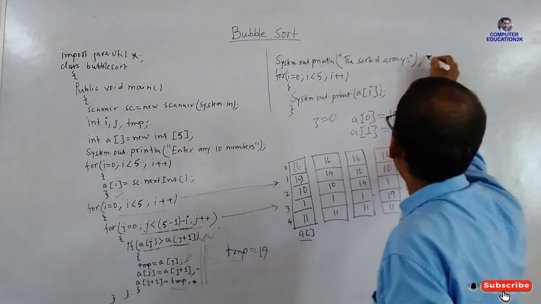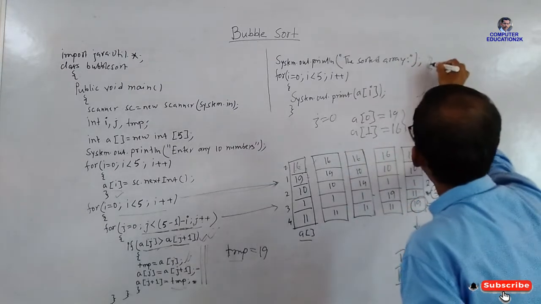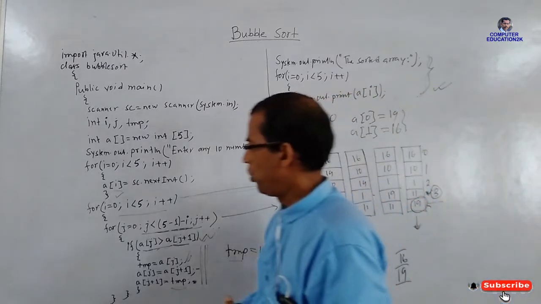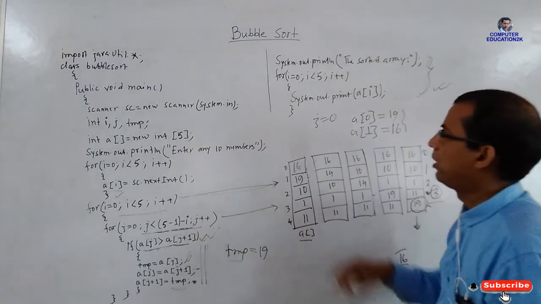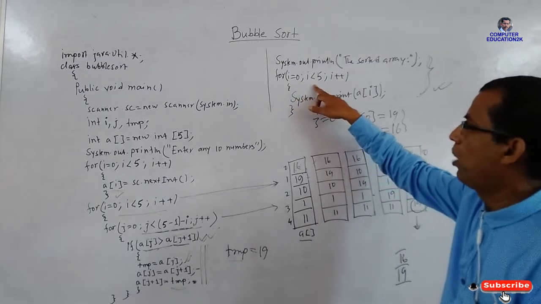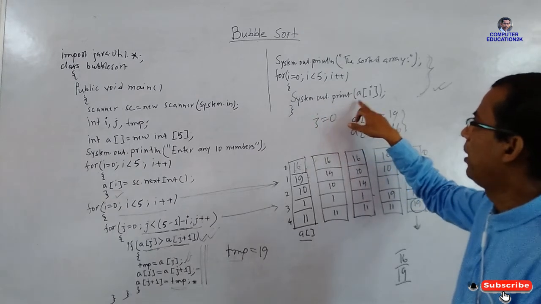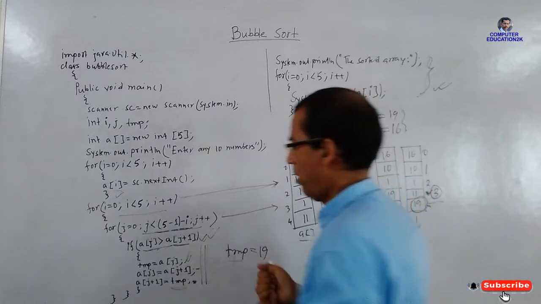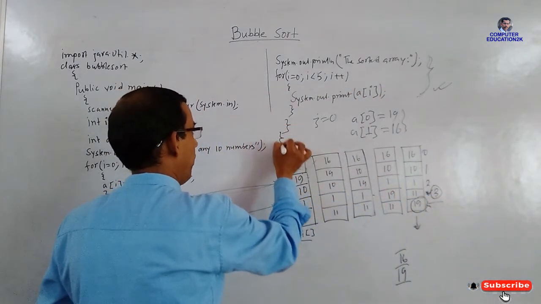That sorted array you will have to display. That display part we are doing here. You have to display all the 5 elements. That's why i equals 0, i less than 5, i plus plus, then System.out.print a of i. This way all the sorted values will be displayed, and you have to close 3 curly brackets.